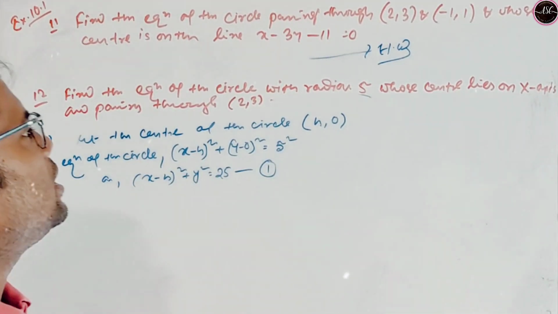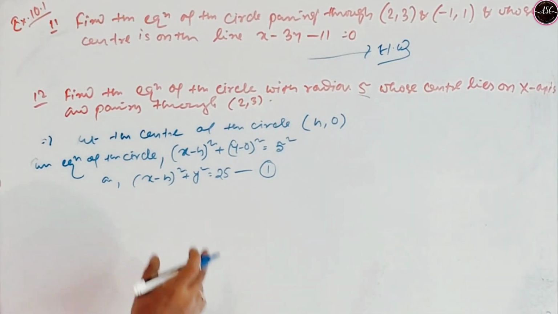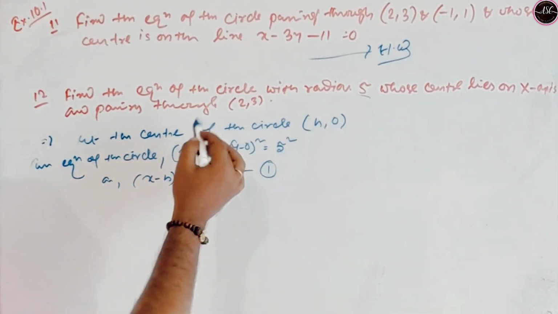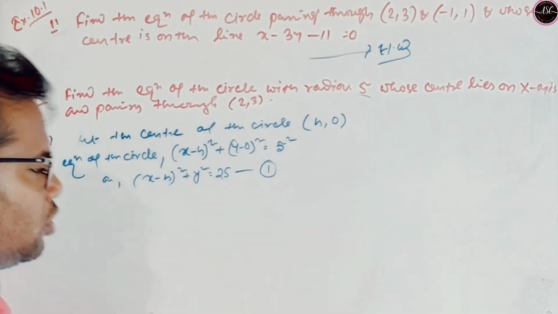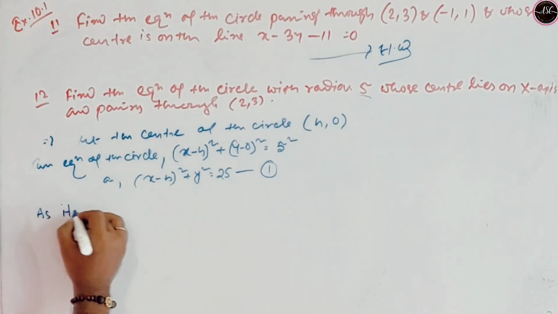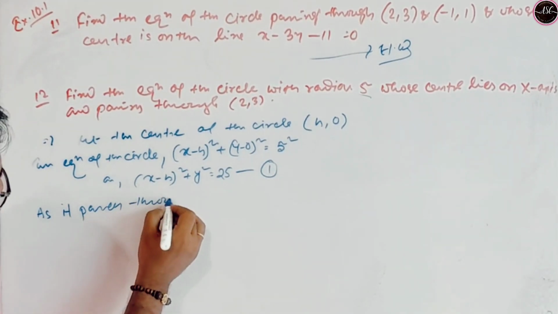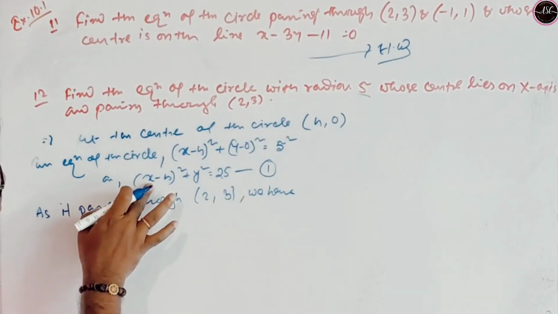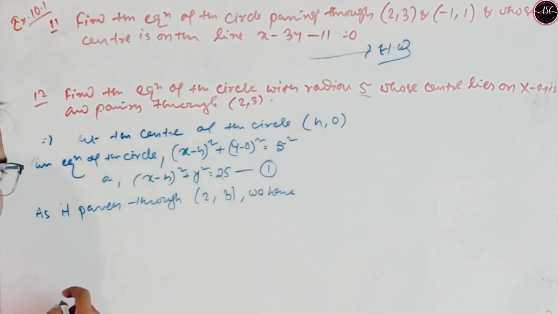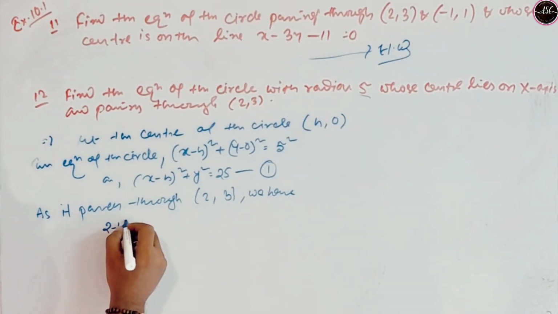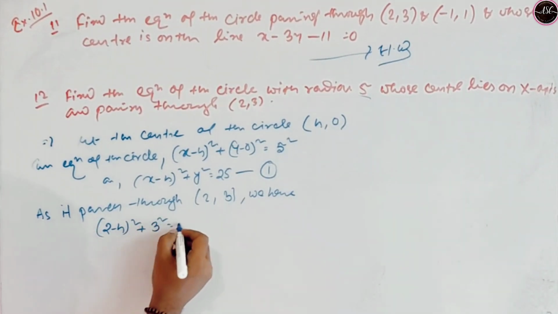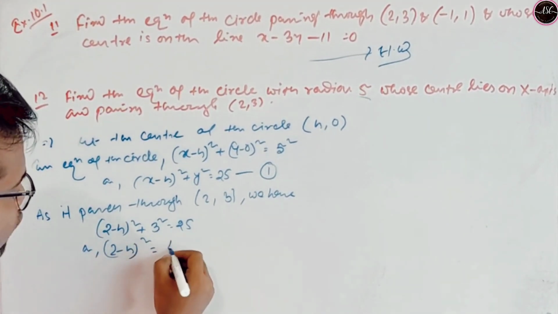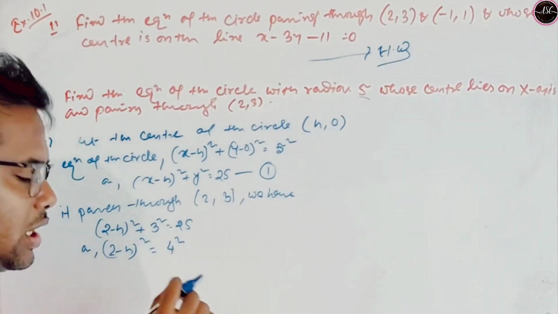Now it also says the circle is passing through 2, 3. So this equation should be satisfied for this point. Okay. As it passes through 2, 3, we just put 2 and 3 in place of x and y. So we have 2 minus h whole square plus 3 square equal to 25, or 2 minus h whole square equal to 25 minus 9, which is 16. We can write this as 4 square.